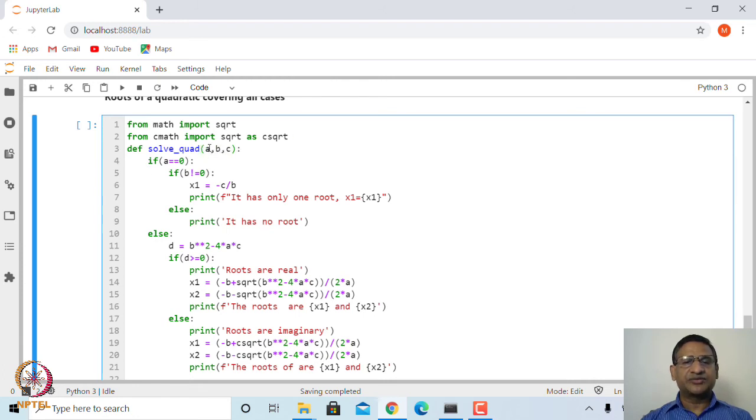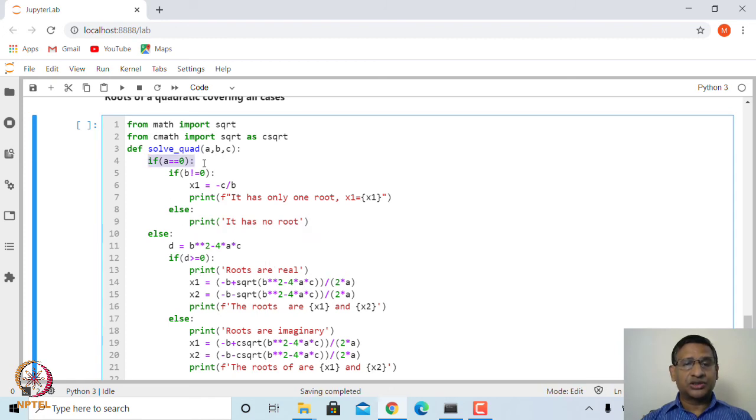So, first we will check if a is 0, then we will check whether b is 0. If b is non-zero, there will be only one root, that is minus c upon b, and if b is also 0, then you just have a constant equal to something, which is not a quadratic, you cannot do anything. So, in that case we are printing that it has no root.